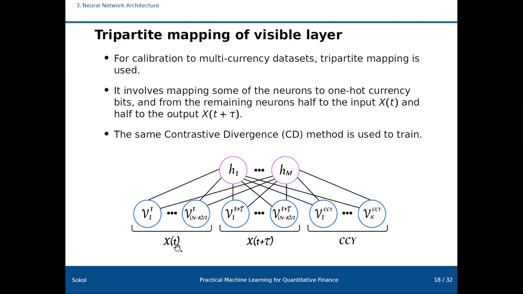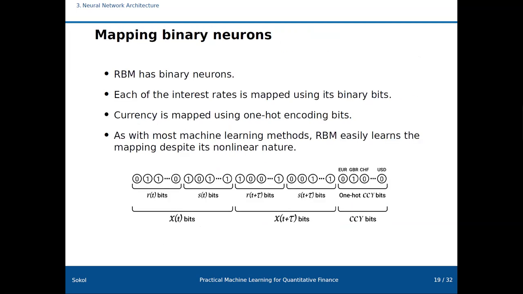And what you have here is the old state variable, the interest rate, with several interest rates, the new state variable after a period of time, and the currency, of which there is only one, because it's the same currency today and 5 years from now. So you split your input layer into three parts. Two of them go to the continuous variables, and the third one goes to the currency.